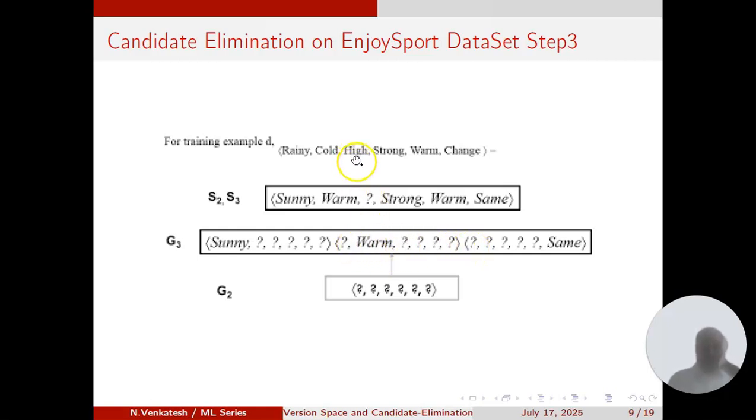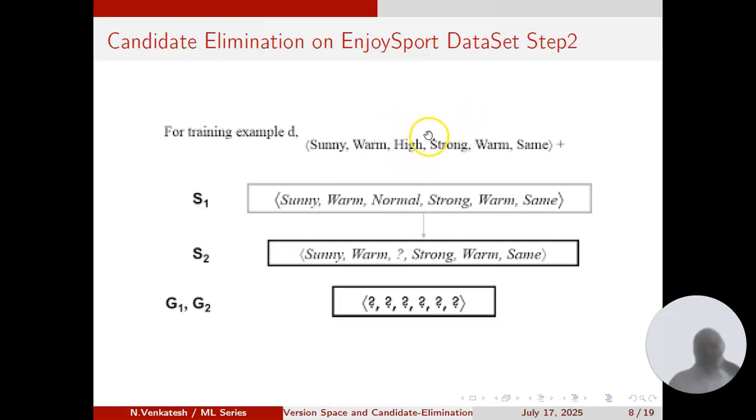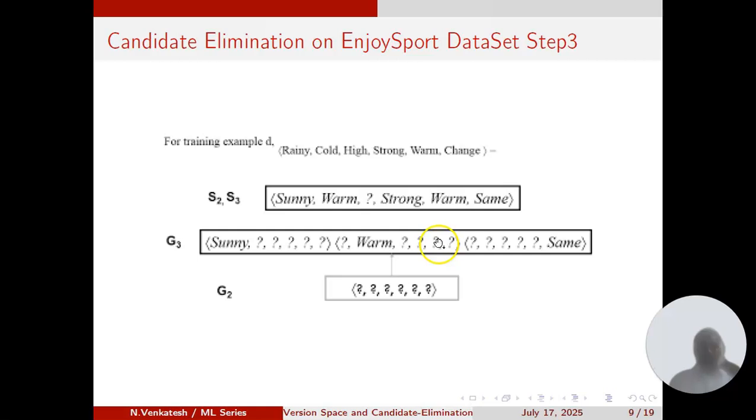Now consider a third attribute. Third attribute is humidity. Humidity, when it is high, it should give a no. So we will consider normal. That means we will have question mark, normal followed by all question marks. But that hypothesis is not consistent with the positive examples, because even for the humidity high, as you can see in the second example, it is expected to give a true. So that is not consistent, so that won't be added here in general boundary.